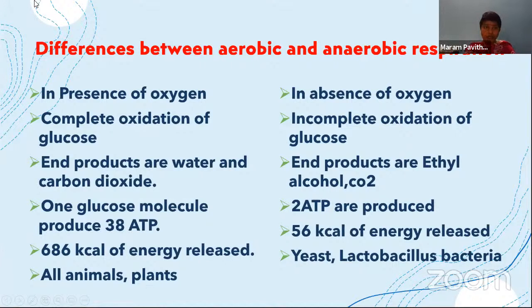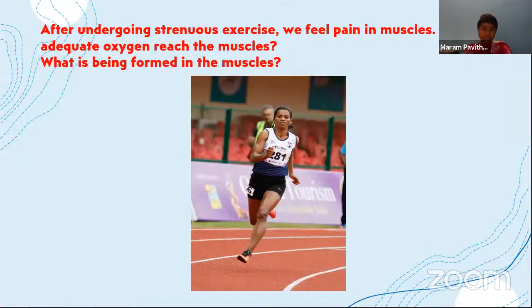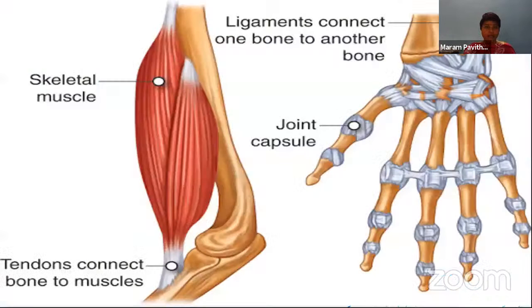Okay, children. I told you before, what happens if we do vigorous, continuous, fast exercise? We feel pain in muscles. What happens to our muscles? Does adequate oxygen reach the muscles at that time? When we do physical activity fast, or vigorously for a longer time, what is being formed in the muscles? I told you lactic acid is produced in the muscles because of anaerobic respiration. Because of the accumulation of lactic acid, we feel pain in our muscles.